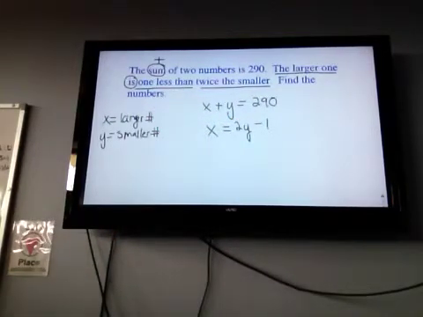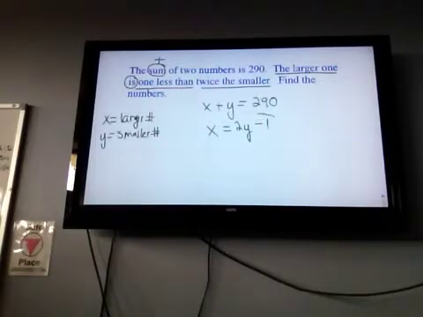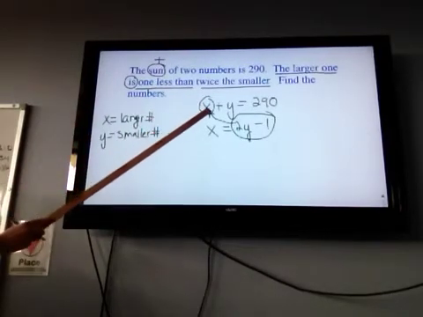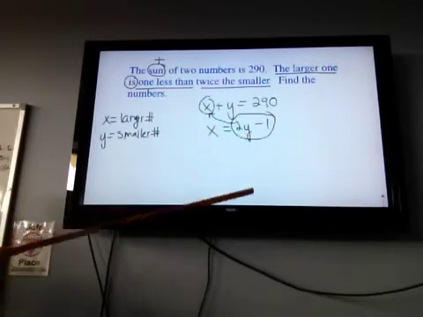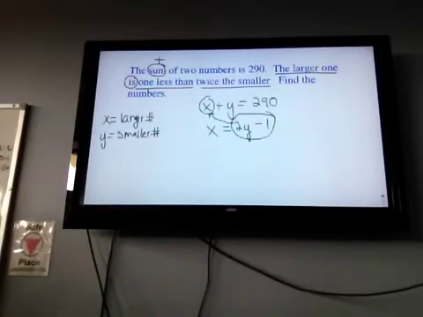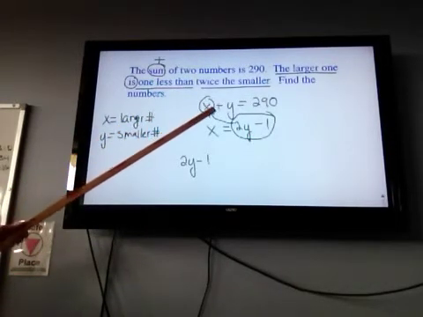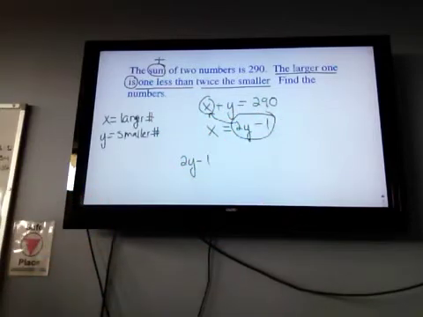Again, this one lends wonderfully to substitution, so I'm going to use it. If you want to use elimination, you have to transform it. So I'm going to take this, ready to go, and put it right there. This X is going to come out, and this 2y minus 1 is going in. X came out, 2y minus 1 went in. The rest of this stays the same, so plus y equals 290.